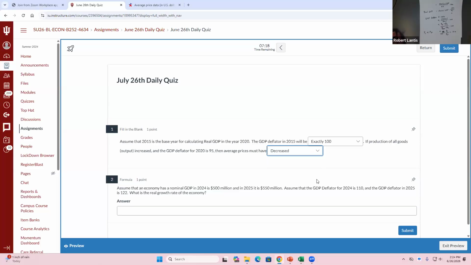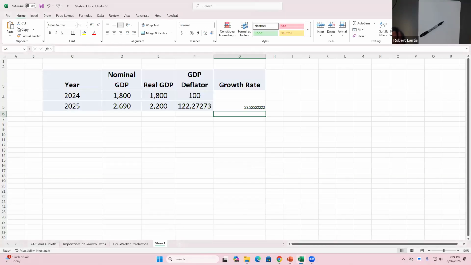Okay. Any questions on that before we keep moving here? So in the second example, we were given nominal GDPs, we were given GDP deflators, right? And we want to know what's the growth rate. So I could kind of write this out.